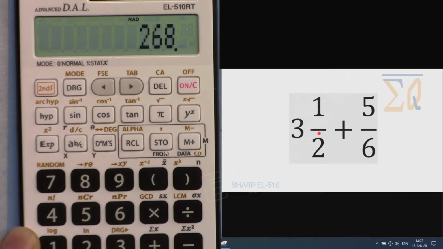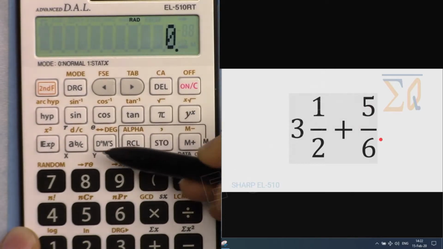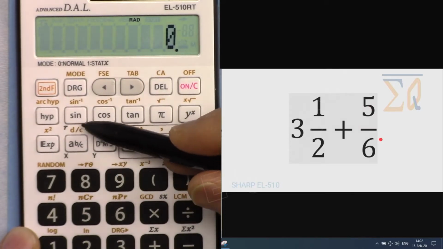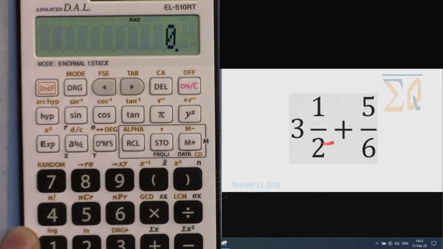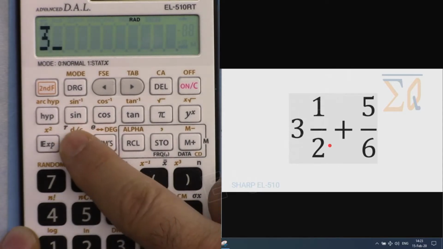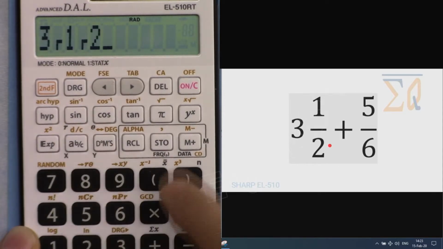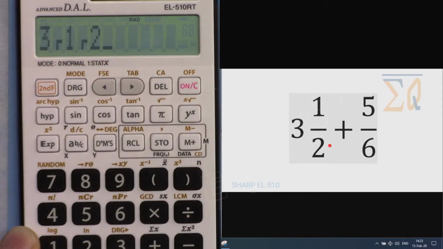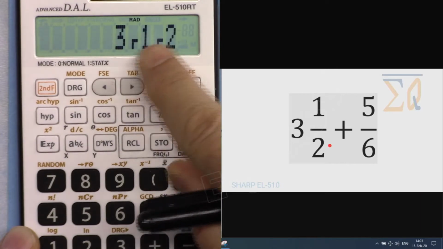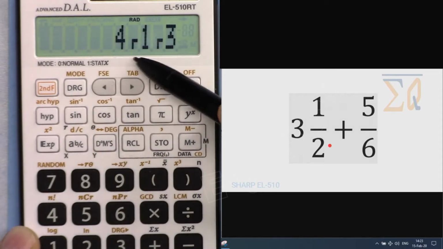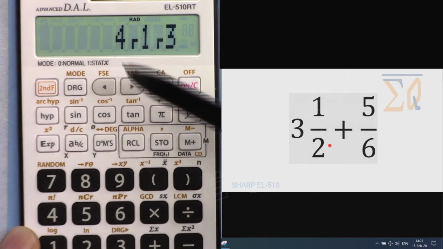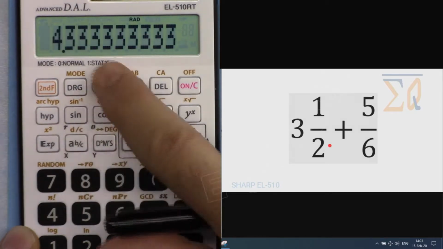Now if you want to enter an improper fraction, add it with a proper fraction, we use this button. This means a proper fraction, D over C, and improper fraction, A B over C. Now to enter this improper fraction, we use 3 and then this button and then 1 again and then 2. So this shows 3, 1 over 2, equal sign, that's the value. If you don't want to do the evaluation, just continue. We enter plus 5 over 6 and then equal sign. Now this is the result. If you want to see it as a decimal value, just press this button, it will be converted.